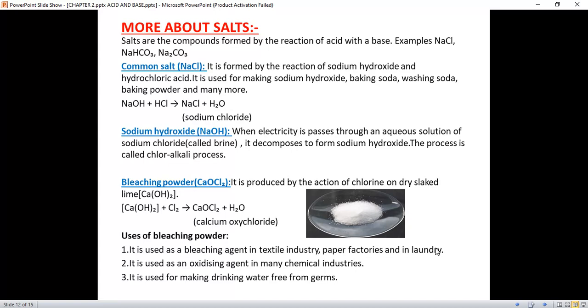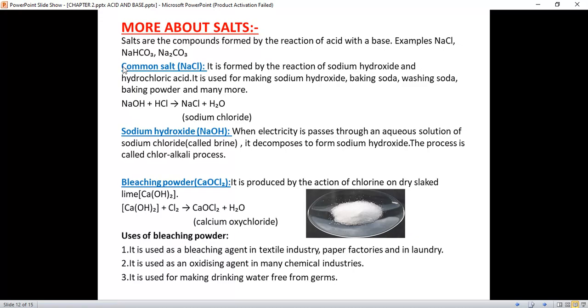Next, the last topic of this chapter, we'll read more about salts. So what are salts? We have read that when acids and bases react together, we get salt and water. Salts are the compounds formed by the reaction of acids and bases. Examples: NaCl, sodium chloride; NaHCO3, sodium hydrogen carbonate; Na2CO3, sodium carbonate. These are examples of salts.